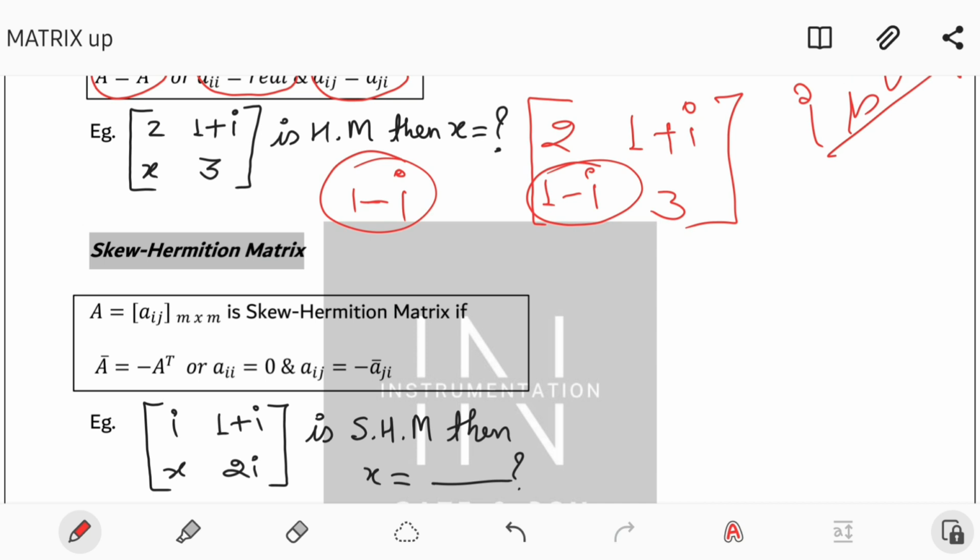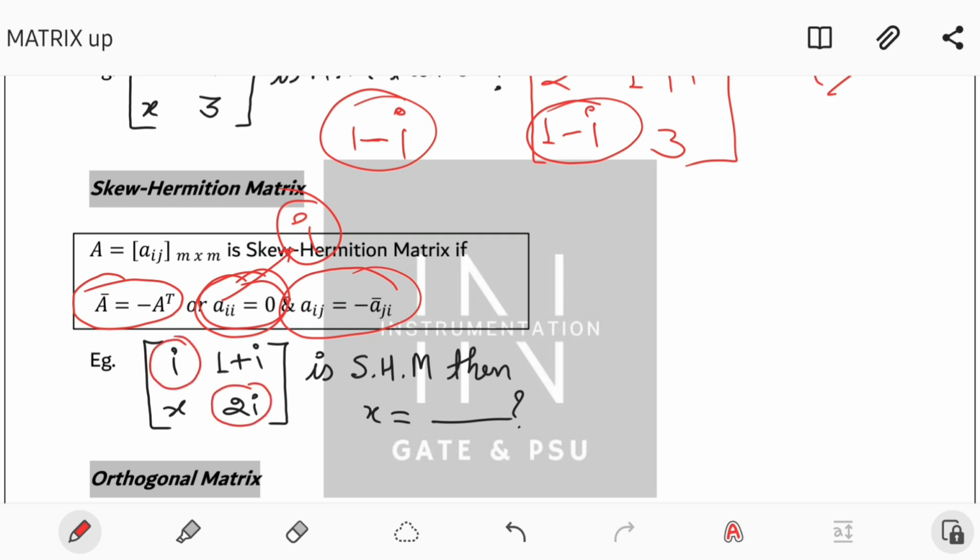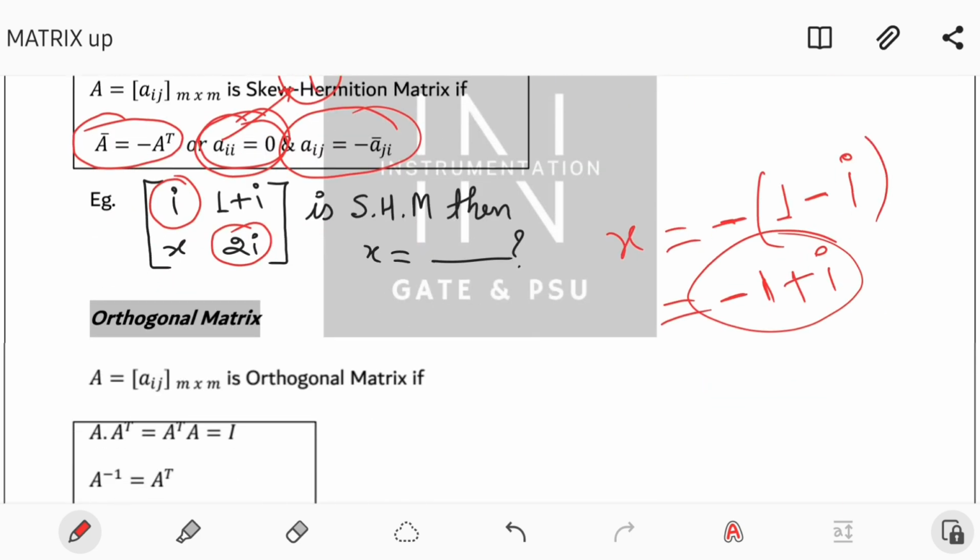In the case of a skew Hermitian matrix, the conjugate of A equals A transpose with the negative sign. So Aii equals 0 and Aij equals minus the conjugate of Aji. Here I want to tell you one more point in the skew Hermitian matrix: the diagonal element is either 0 or purely imaginary. Even if it is purely imaginary, it will be fine. Over here you can see this is purely imaginary, this is also purely imaginary. When this is a skew Hermitian matrix, x will be minus the conjugate of 1 minus i, so it will be minus 1 plus i. I hope you understand this.